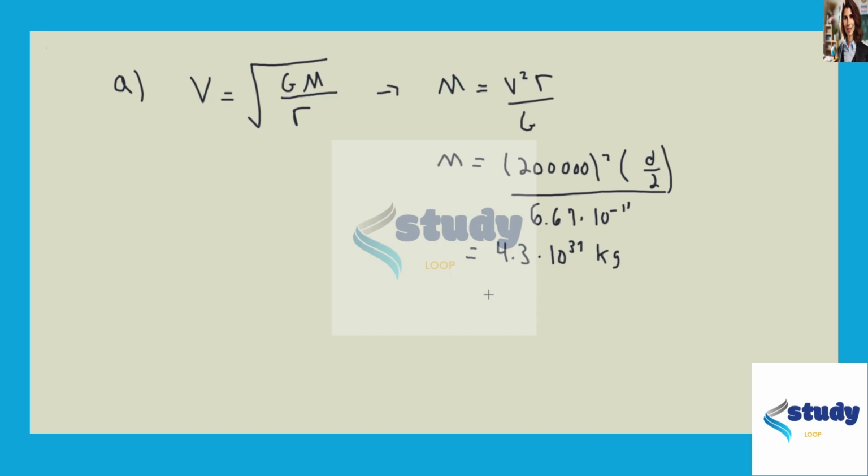And then they ask us to compare this to the mass of the sun, or give the answer in solar masses. So again, looking that up in the appendix, we should find it's 2.1 times 10 to the 7th solar masses.